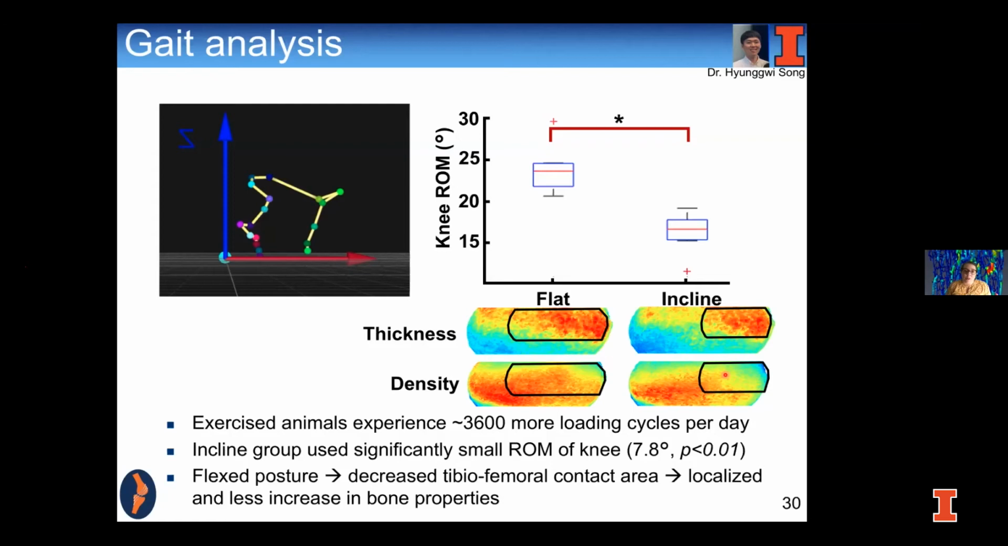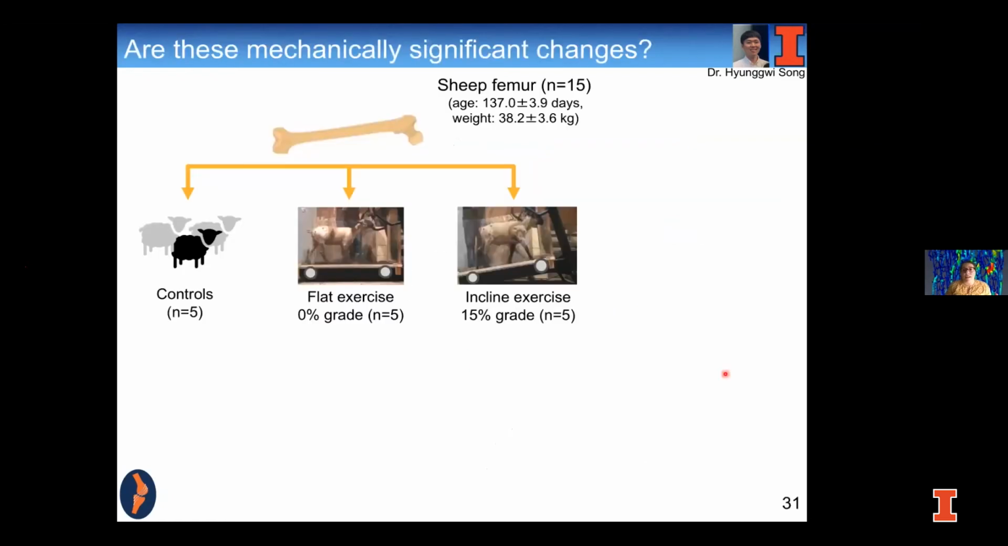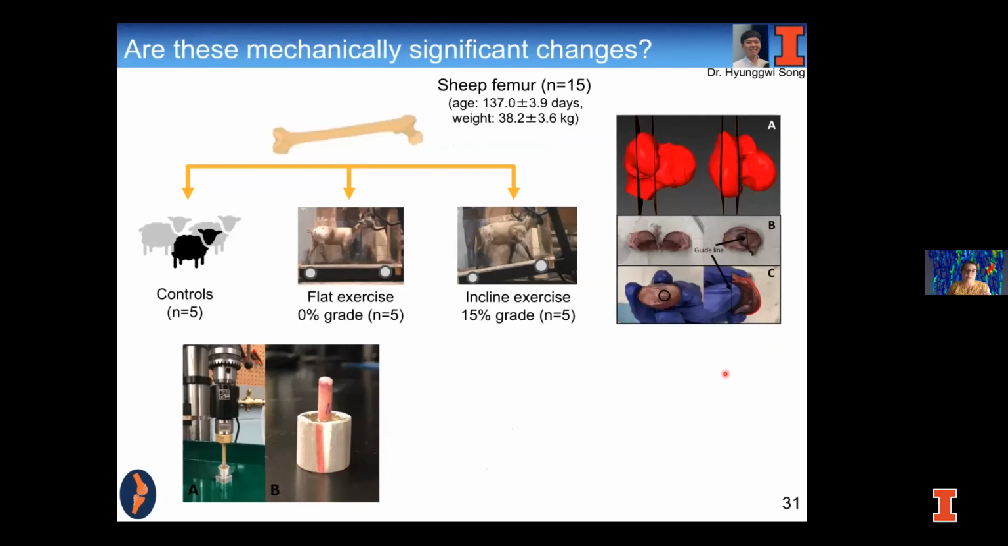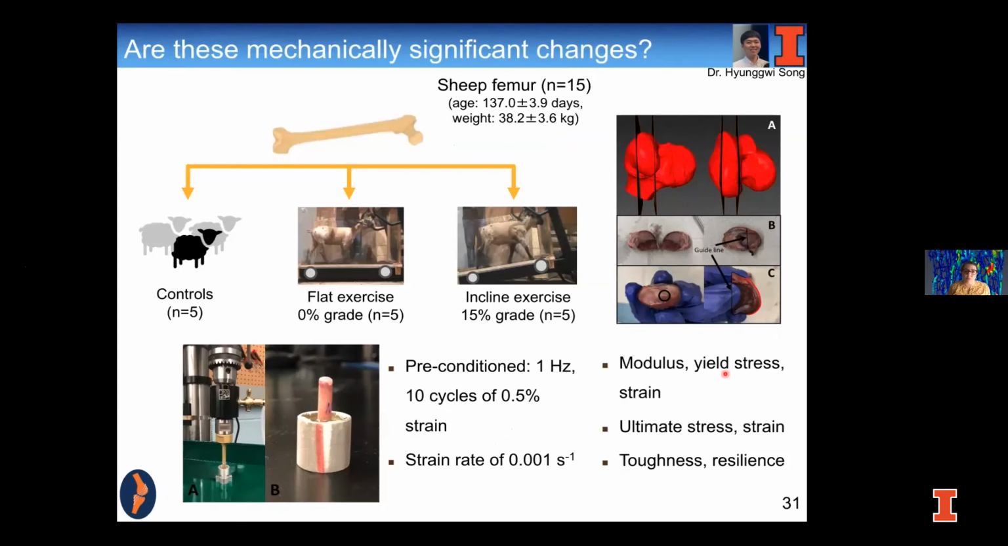The last part of Hume-Lee's work was looking at whether or not any of these changes were mechanically significant. And so here we took a subset of the samples, 5 from each group, and then essentially cored out the regions where we saw the highest amounts of change within the bone samples. And so now we're just looking at a small cored region of bone. The samples were preconditioned and, at 1 Hertz, mechanical testing was performed.